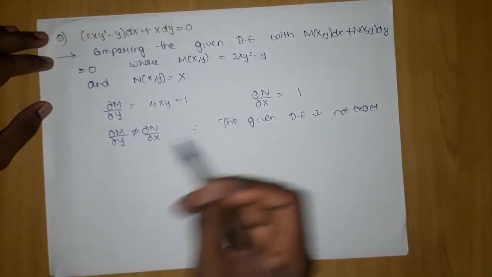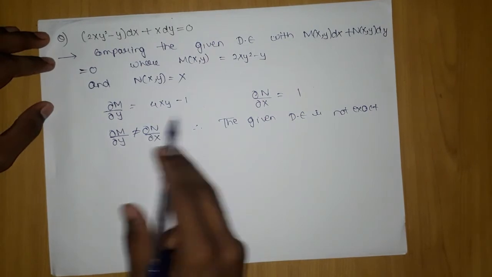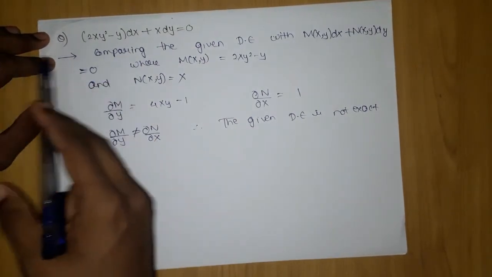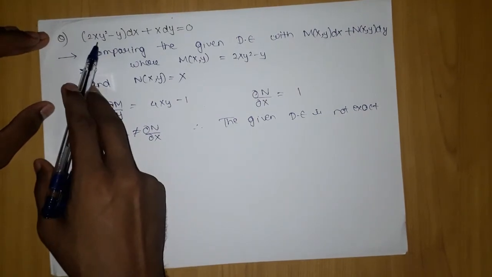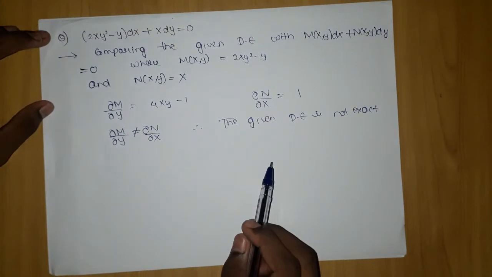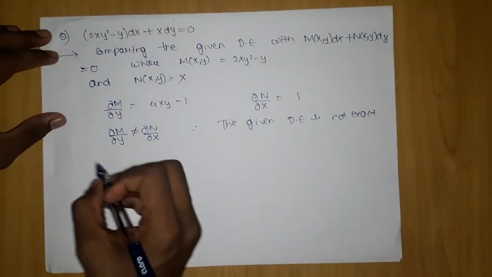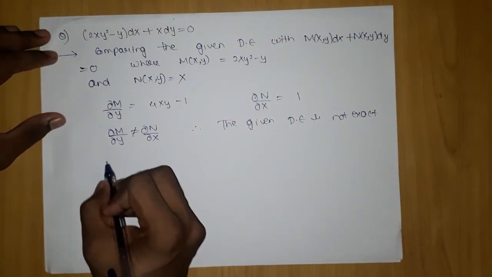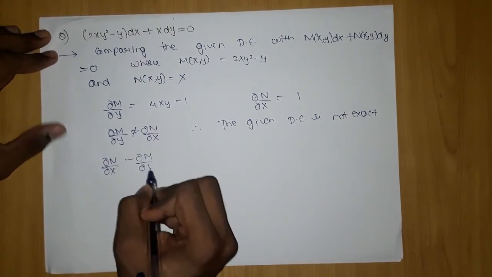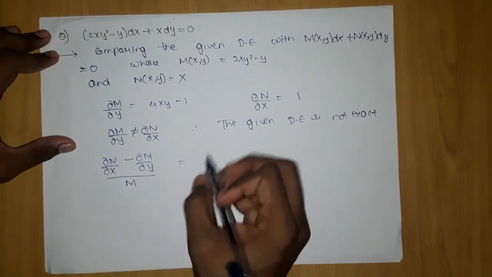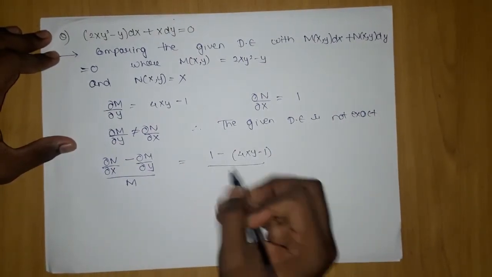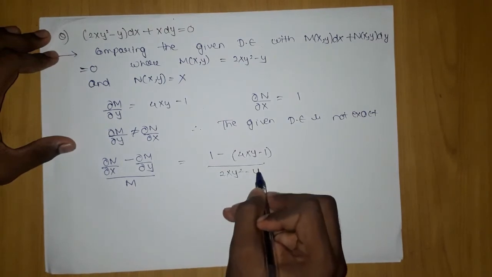So if we do ∂N/∂x minus ∂M/∂y, and here if I take y outside, 2xy will be there. So our job will become easy. Let's do this. We are going to do (∂N/∂x − ∂M/∂y) the whole upon M. Just substitute the values: (1 − (4xy − 1)) upon (2xy² − y).